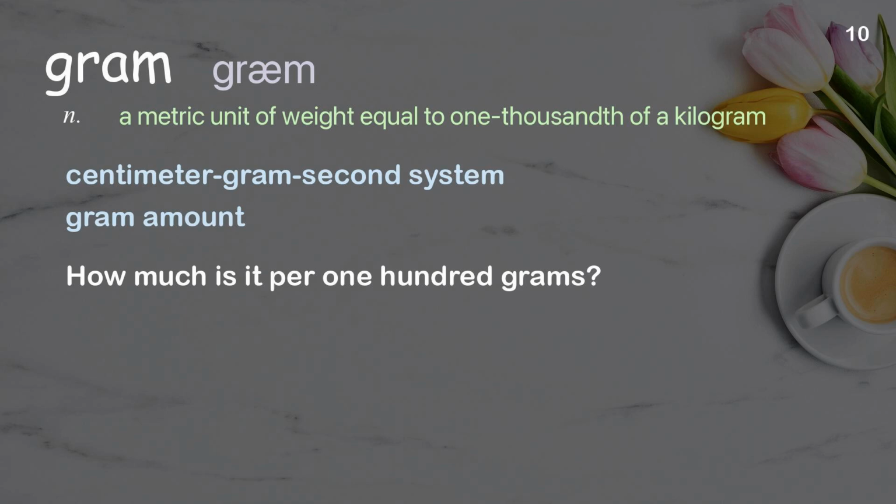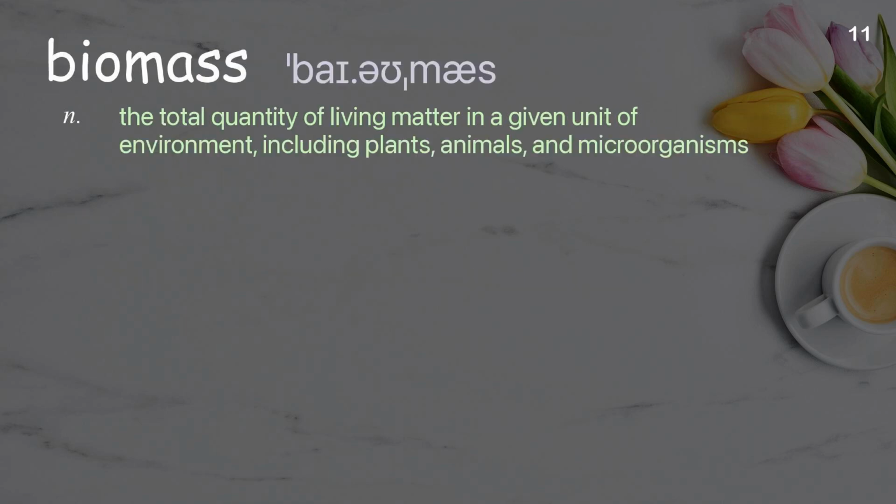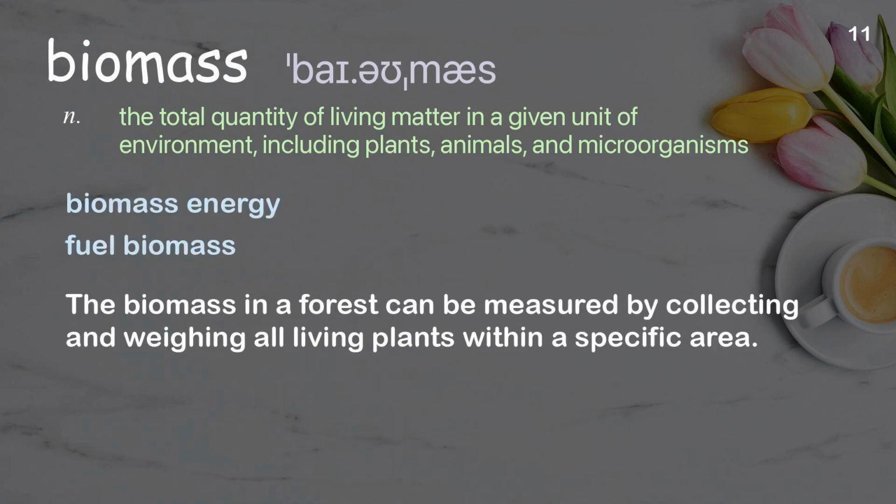Biomass. The total quantity of living matter in a given unit of environment, including plants, animals, and microorganisms. Examples: Biomass energy. Fuel biomass. The biomass in a forest can be measured by collecting and weighing all living plants within a specific area.